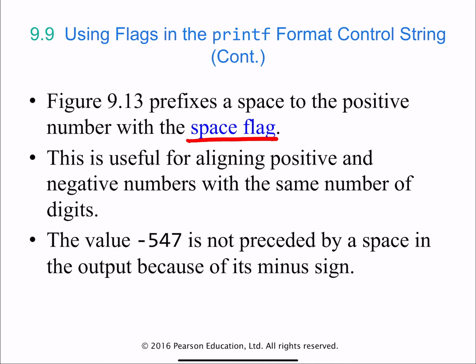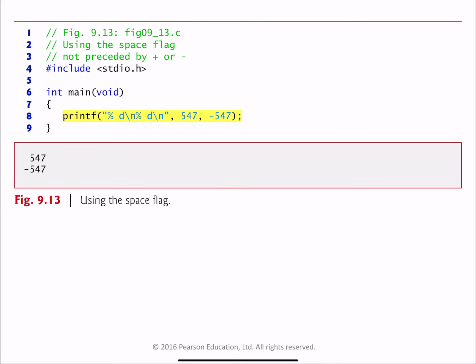Then there's a space flag. So let's say I have 547 and minus 547. I'm printing them out with a space left in between the percentage and the D. When I print these out, 547 prints out without a plus sign, but it leaves a space over here. Minus 547 is printed with its negative sign, of course, but you can see the effect that this is a way to align numbers to look more neatly.